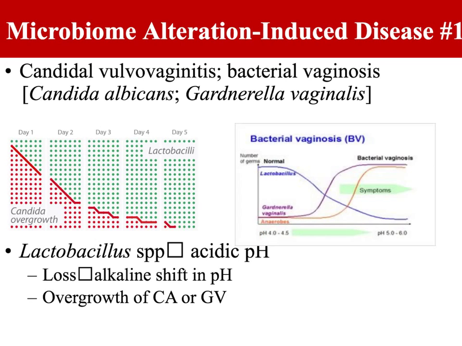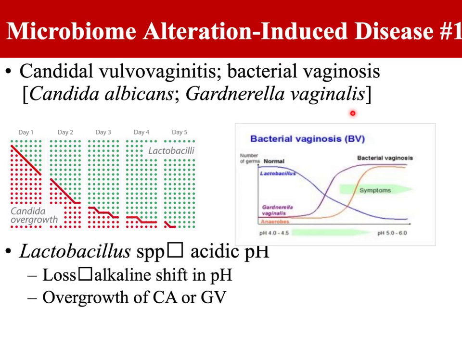If you have very few lactobacilli, the pH kicks upward toward neutral, and then you have a more favorable environment for certain microorganisms to grow. So if you have a loss of lactobacilli, you have an alkaline shift in pH. If you have a lot of lactobacilli, you lose the alkaline shift and you have an acidic pH. When you have an acidic pH, Candida albicans stays at very low levels.